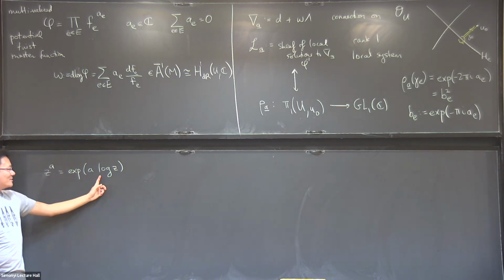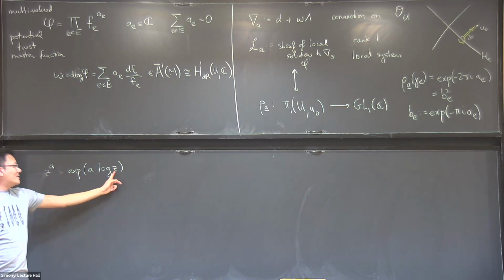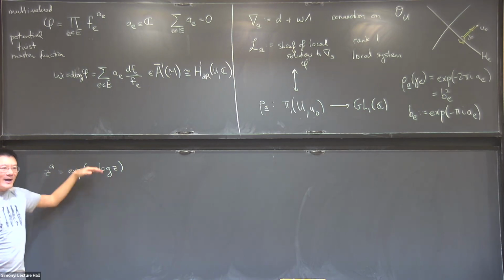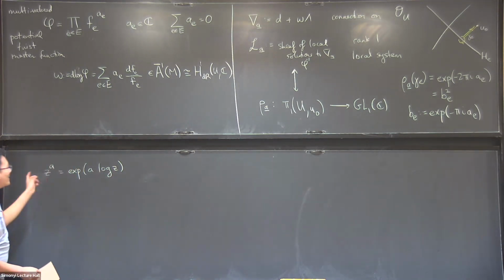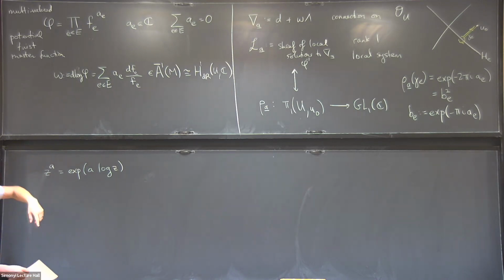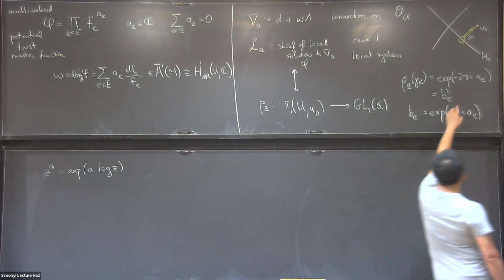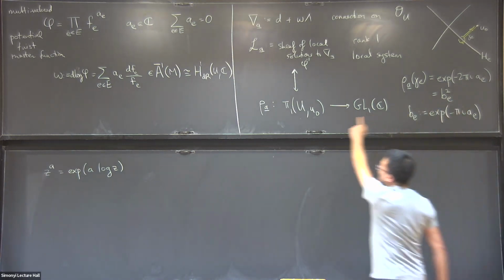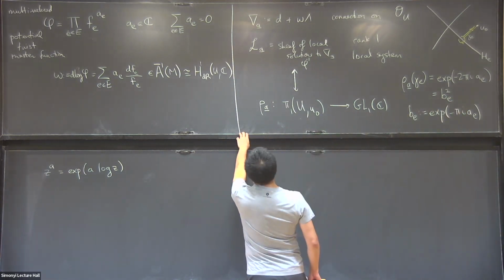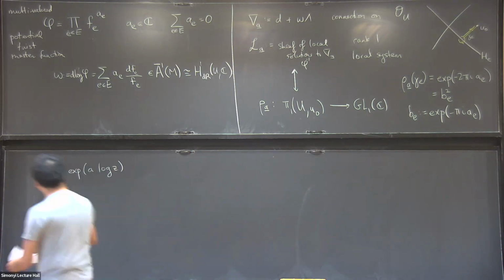If a is not an integer, you would write this. And different branches of log z differ by 2 pi i. And so if you go once around, anti-clockwise around the origin, z to the a will pick up this factor. So there's a minus sign because there was a minus sign somewhere else.